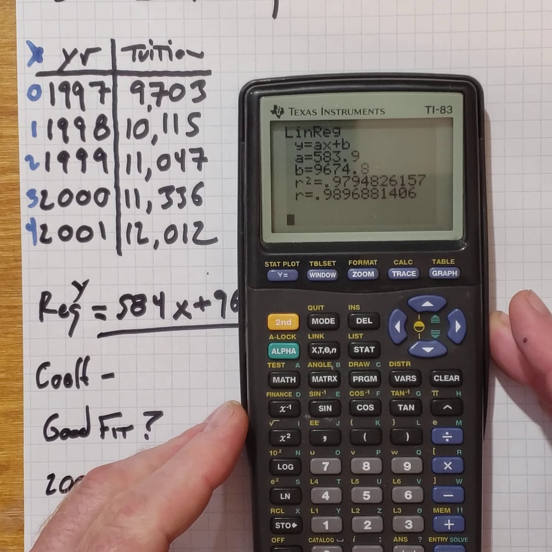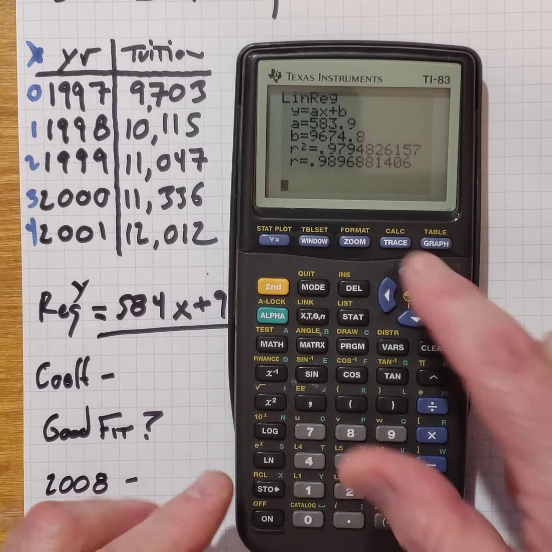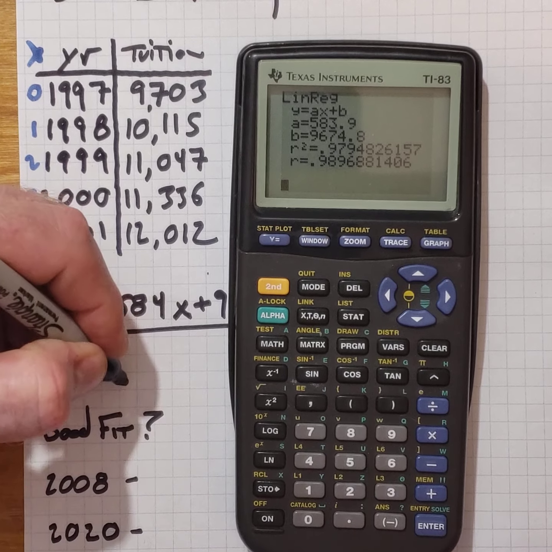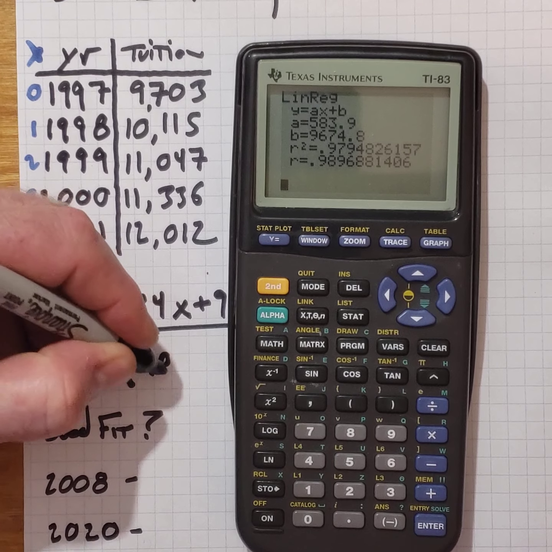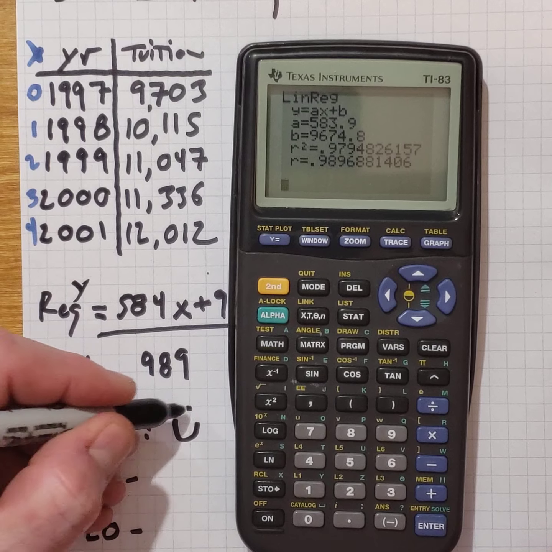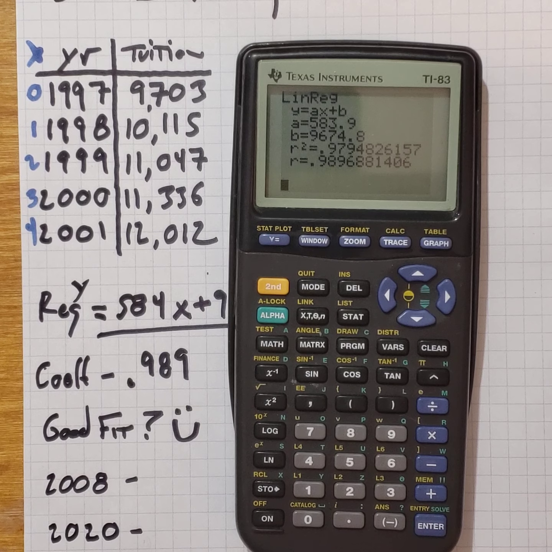And how good a job does it do? Our R value here is 0.989. That's very good. That's our correlation coefficient, 0.989. MyMathLab will ask you, is that a good fit? Yes, that's a very good fit. Remember, if this is close to 1, it's a good fit. If it's a very small number, close to 0, it's a very bad fit.